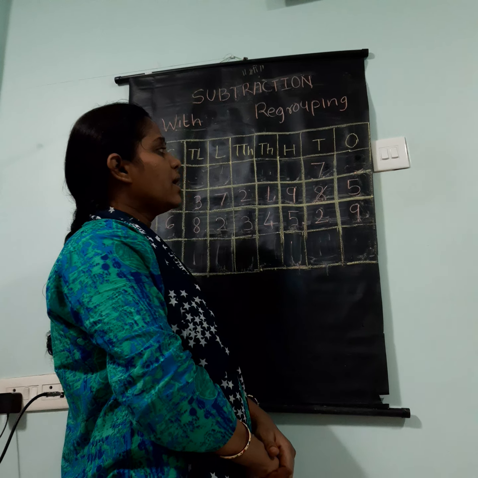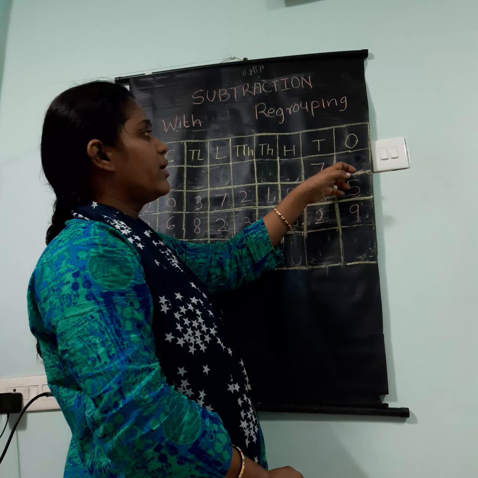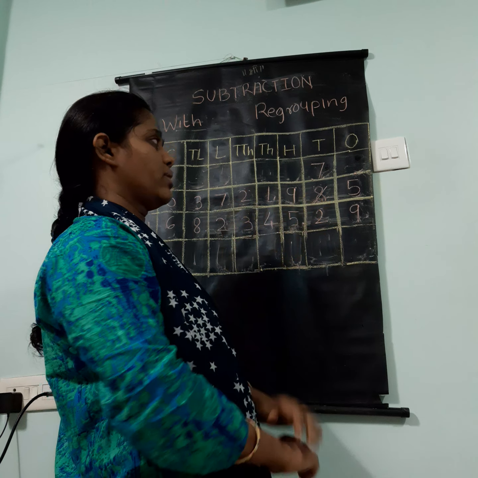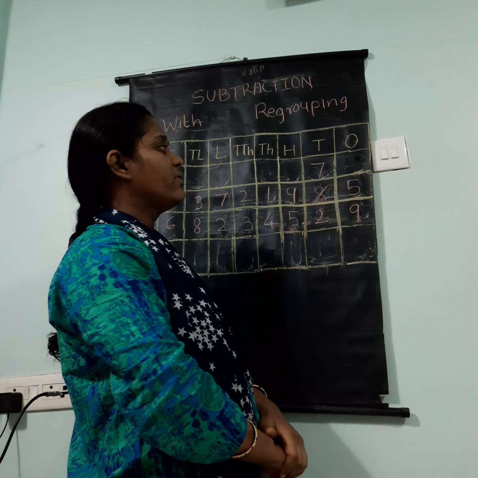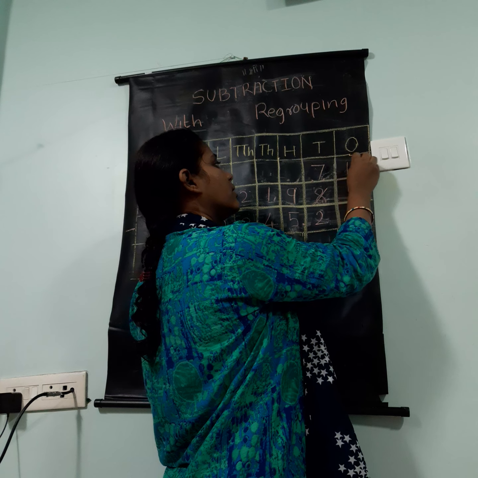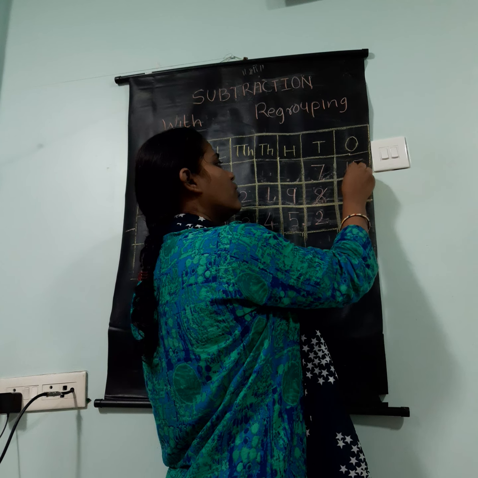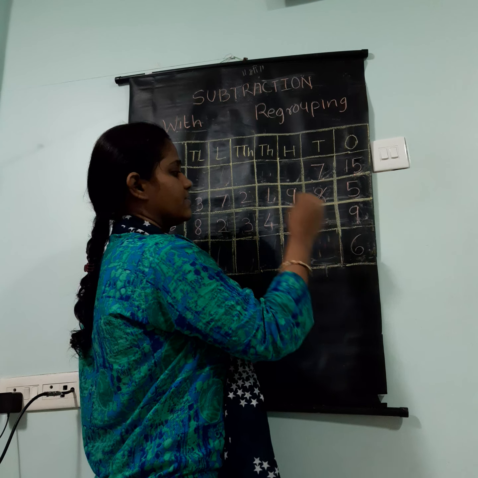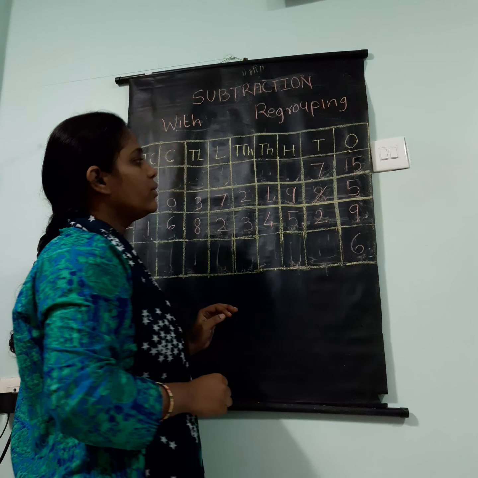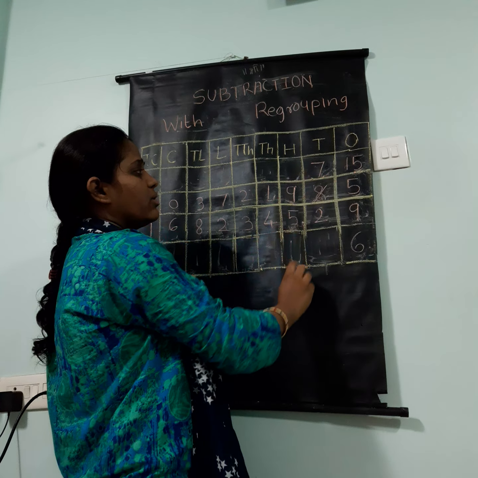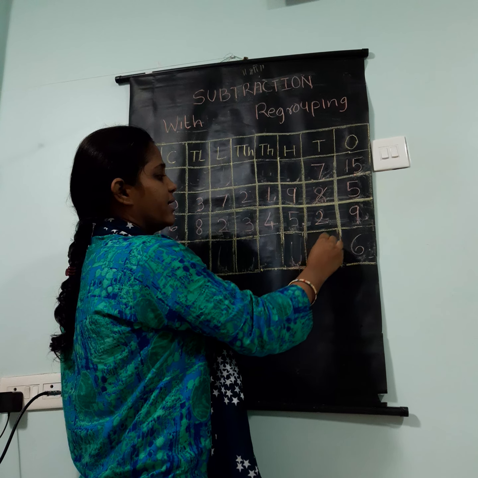Got it? Now when this 1 ten comes over here to the ones column, it will regroup and become 10 ones. You already have 5 ones with you, so now you have 15 ones altogether. So 15 minus 9, you will get 6 ones. Now you can easily subtract 2 tens from this 7 tens. What is the answer? 5 tens.